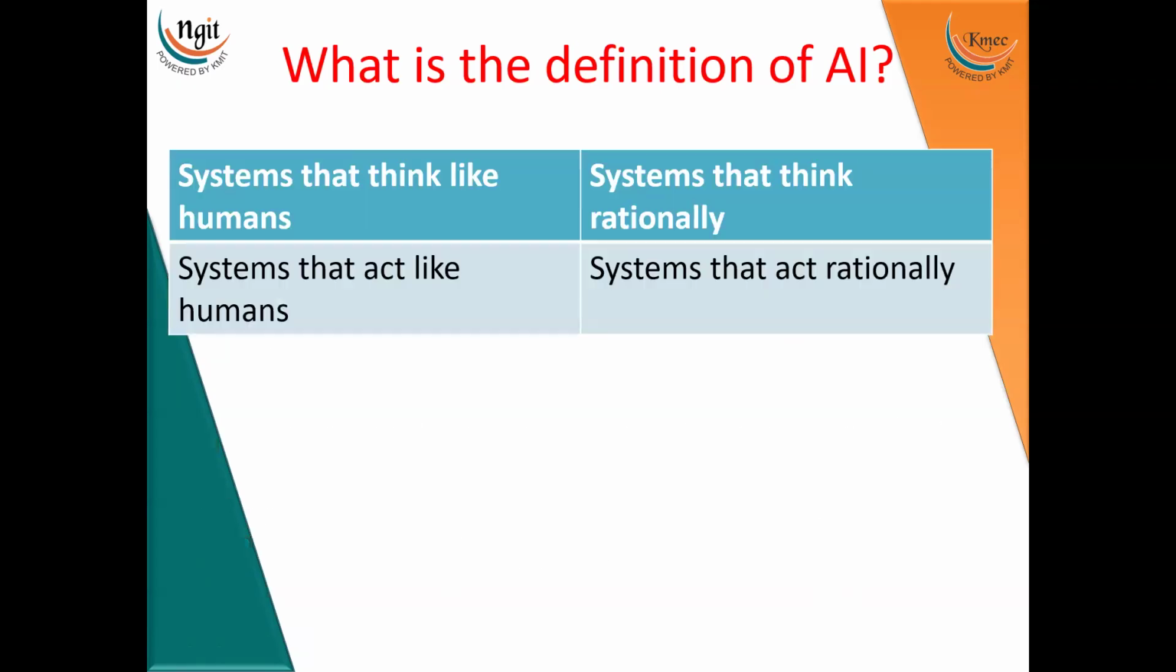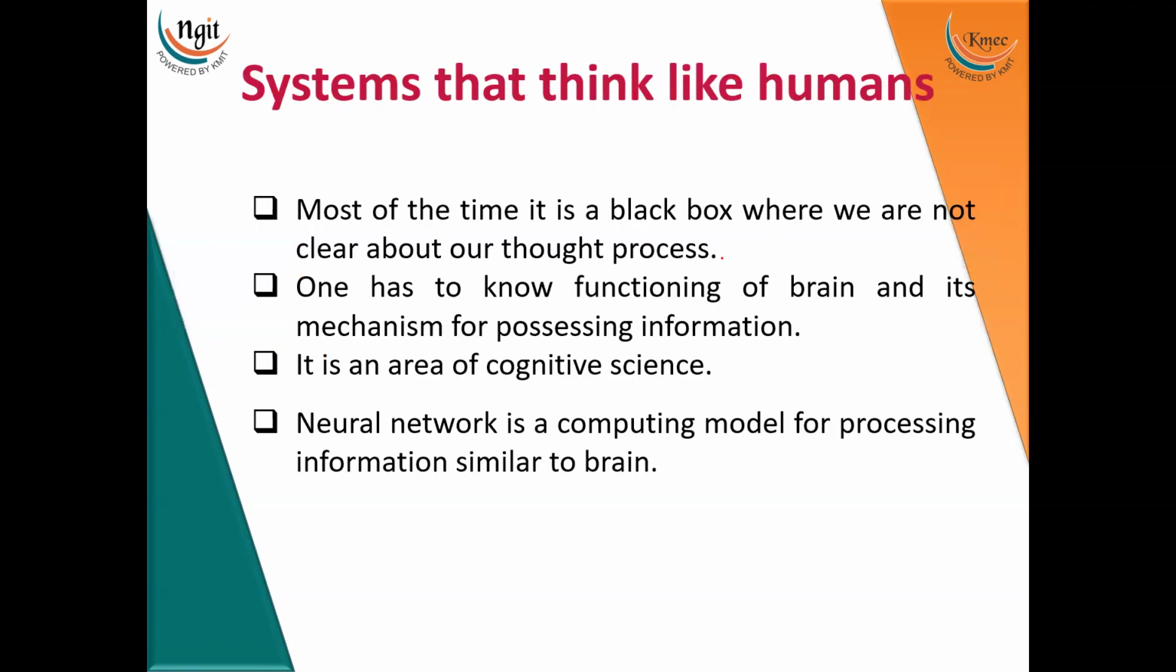And coming to the actual definition of this AI, we can define it in this way also: systems that think like humans, systems that act like humans, systems that think rationally, and systems that act rationally. Let us describe these four points. What is meant by systems that think like humans?